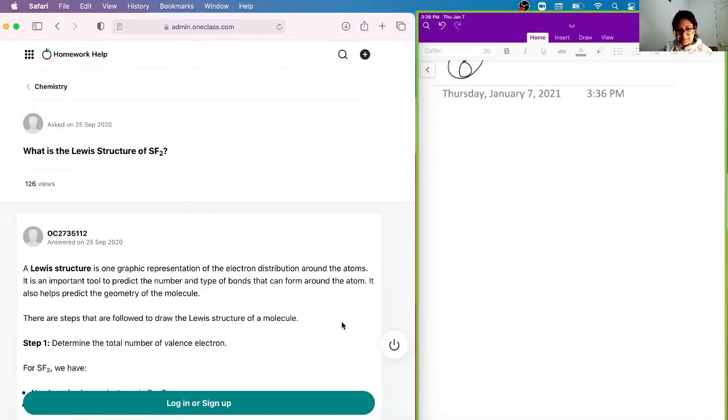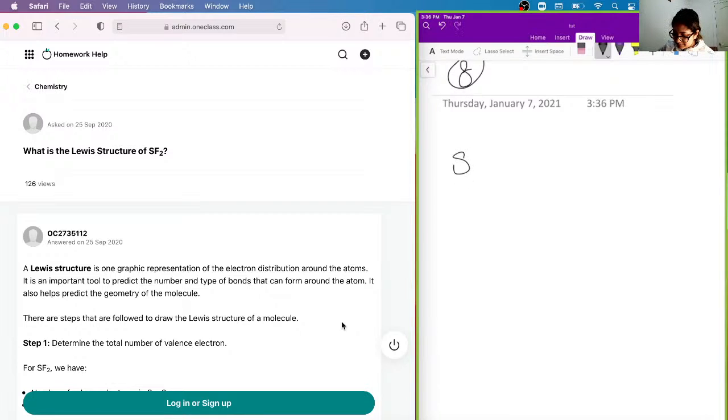So the following steps are needed to draw the Lewis structure. Step one is to determine the total number of valence electrons.